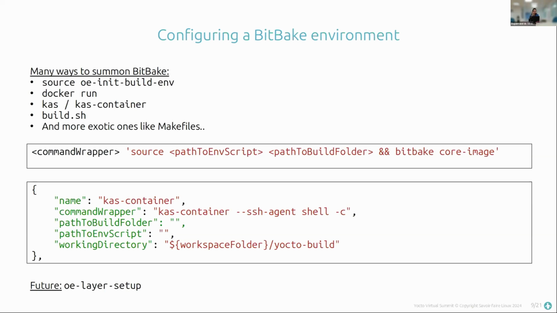So the example configuration for kas, for instance, is in the second box. We have the command wrapper being kas shell -c. And this actually works with most of the exotic Bitbake environments, so it's really nice.